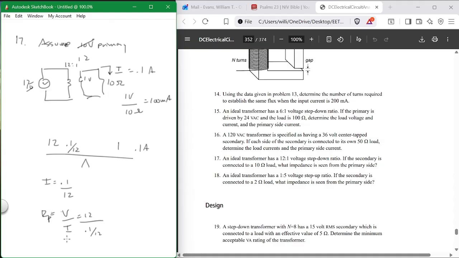Anyway, so we're done with the DC book. Okay, moving on.